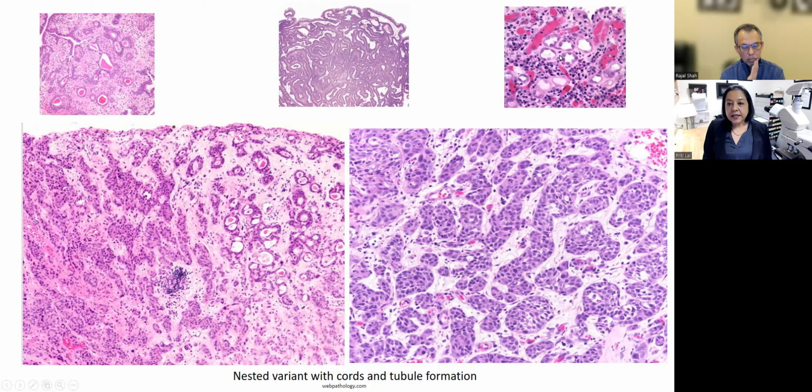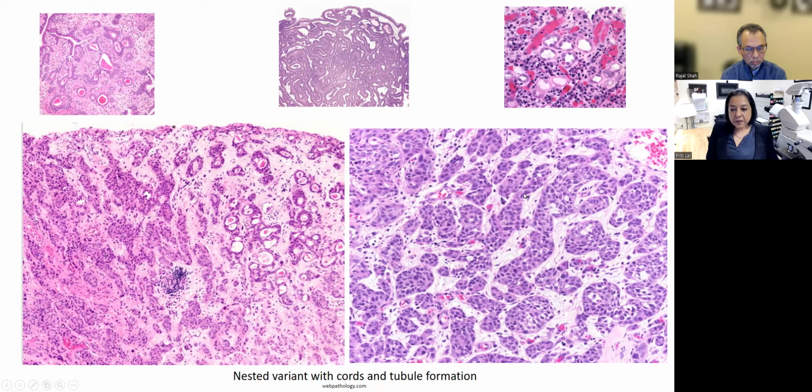Amongst the benign entities in the lamina propria, you can see nephrogenic adenoma. The nephrogenic adenoma can have a tubular pattern, which can mimic the tubular pattern of urothelial carcinoma. So you have to be very careful not to mix one for the other. Similarly, some of the nested pattern can mimic some of the benign growths like cystitis cystica, shown here.